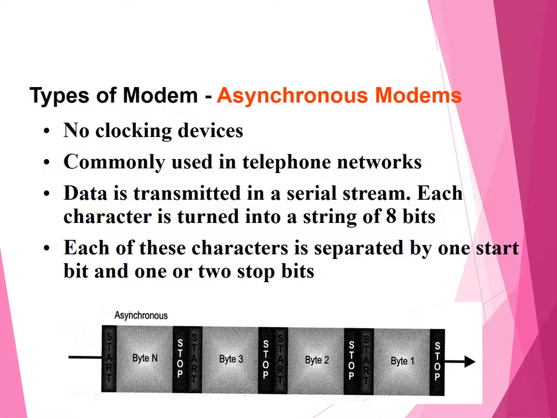Type of modem: asynchronous modem, a non-clocking device. Commonly used in the telephone network, data is transmitted in a serial stream. Each character is turned into a string of 8 bits. Each of these characters is separated by one start bit and one or two stop bits. Asynchronous: start byte and stop byte, byte 3, byte 2, byte 1.